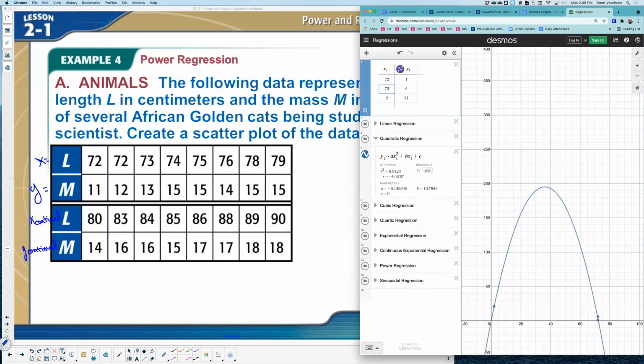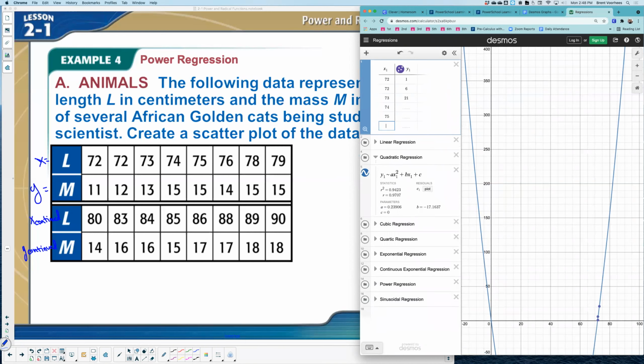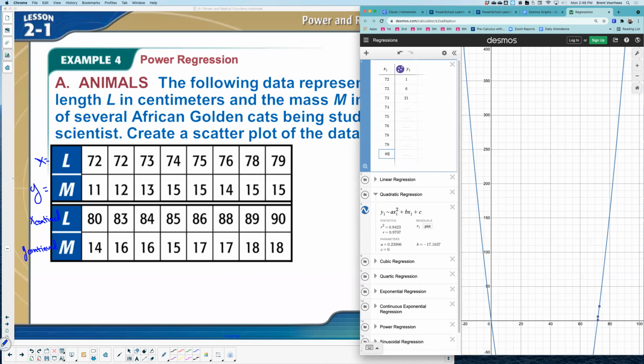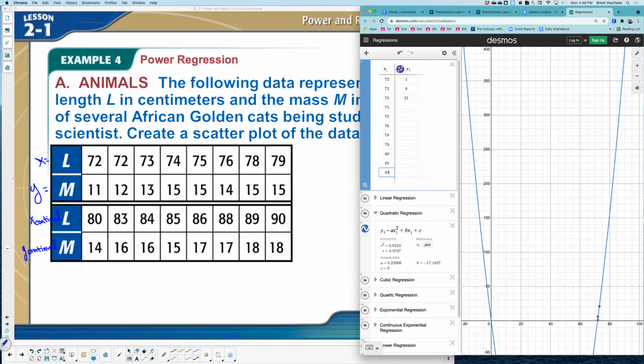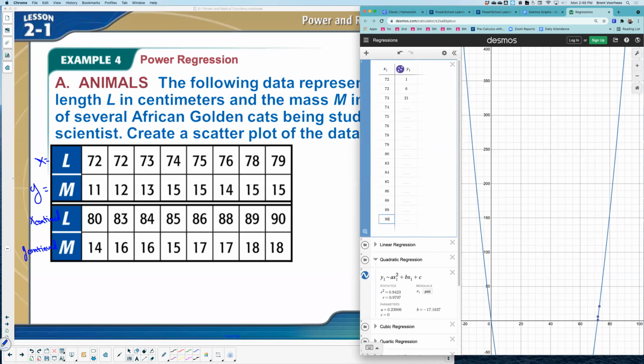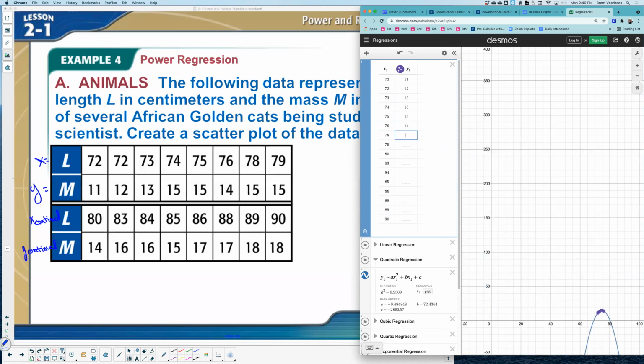I'm going to go through and type in this data. So I'm typing in all my lengths right now, which I'm treating as the independent X's. So I have all my lengths typed in, and now I'm going to do the masses, the M's, as the Y's. I have mine typed in.